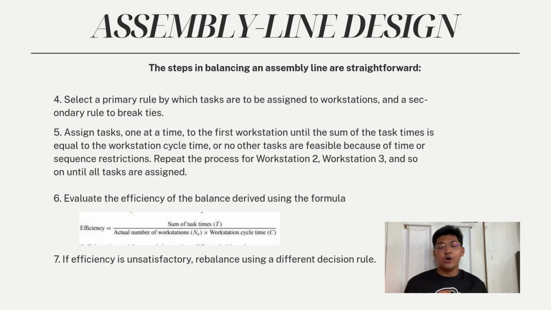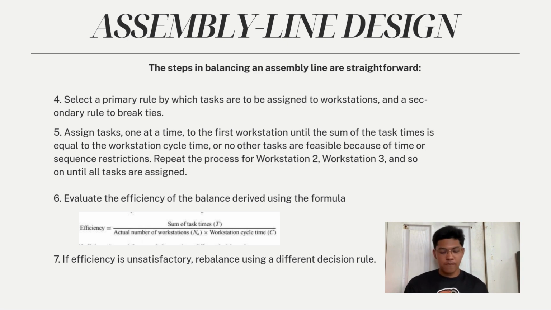Step 4: we select a primary rule for assigning tasks to workstations and a secondary rule in case of ties. Step 5: now, starting to assign tasks for workstation 1, we add tasks one by one until the cycle time is reached or no more tasks can fit because of time or order restrictions. We repeat this for workstation 2 and 3 and so on until all tasks are assigned.